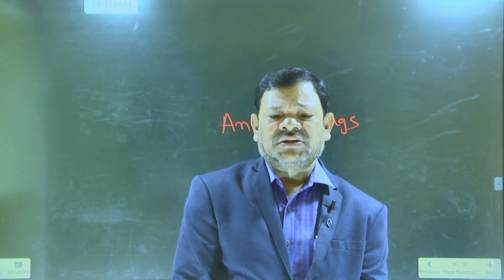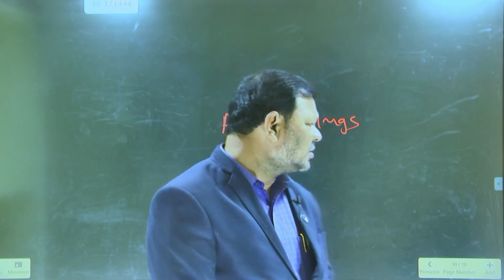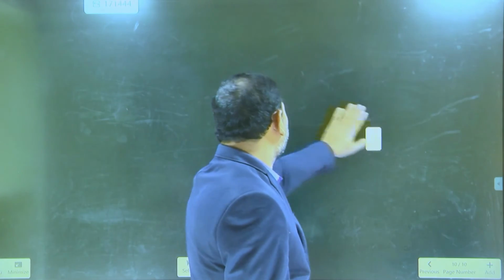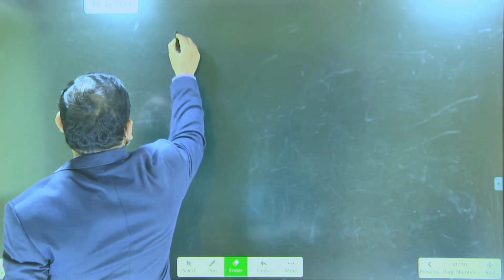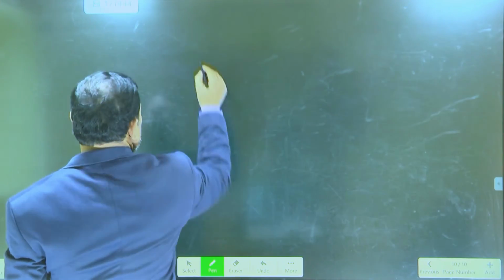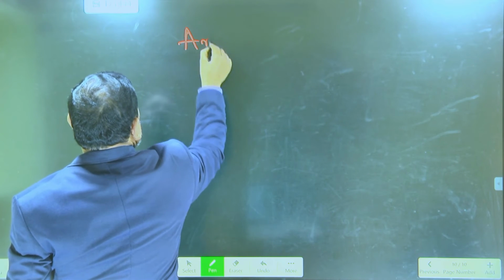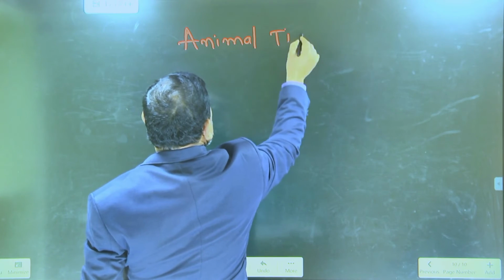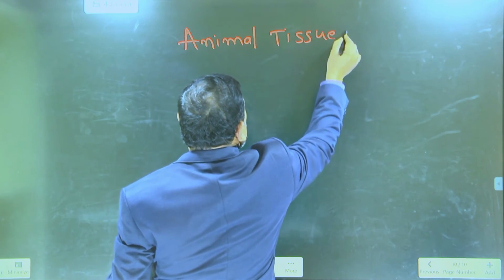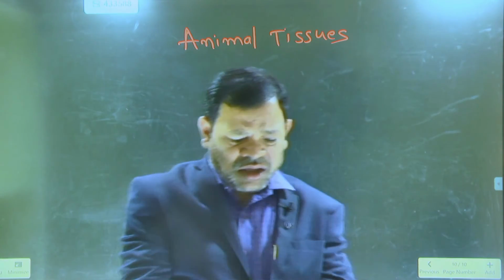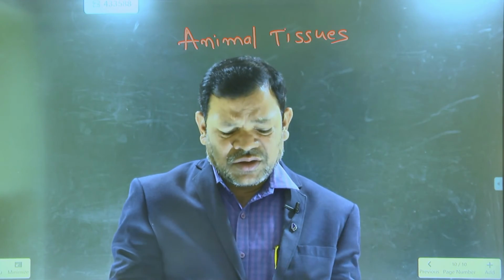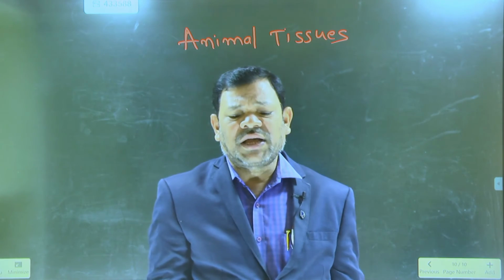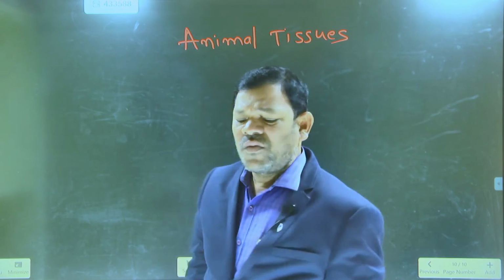Okay, sir. Shall we start animal tissues? Animal tissues. In animal tissues, you can see that animals also have four types of tissues present.